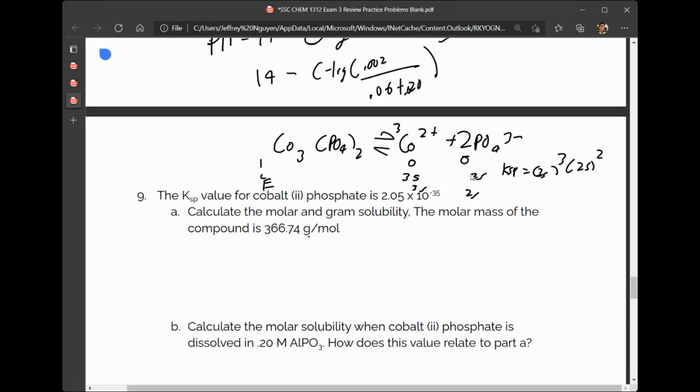Okay, so all you have to do is solve this. So plug in Ksp. Ksp is this value. It's equal to that. So I'll just go ahead and give you all the algebra. It's going to be x is equal to 4.53 times 10 to the power negative 8.